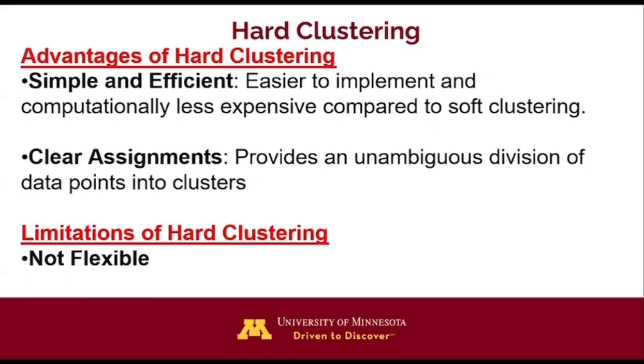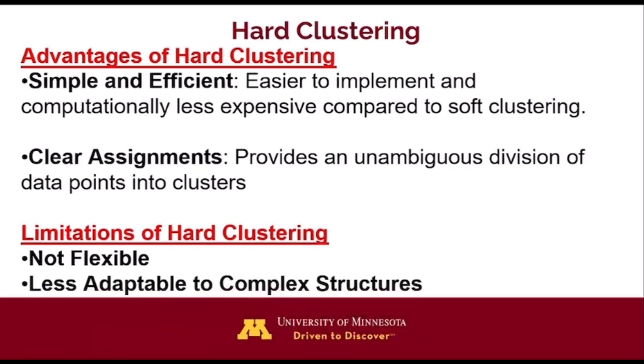Not flexible because we could have a situation whereby an object can belong to a particular group and still belong to another group. So hard clustering is not flexible because it emphasizes that an object can only be in one group. Then it's less adaptable to complex structures, because when you have complex structures, there's a possibility that some particular object may be occupying more than one group.